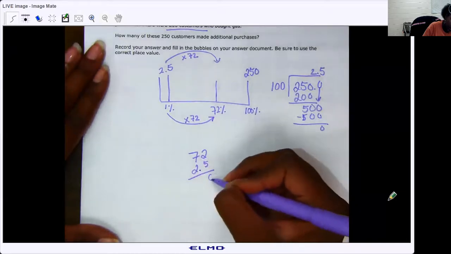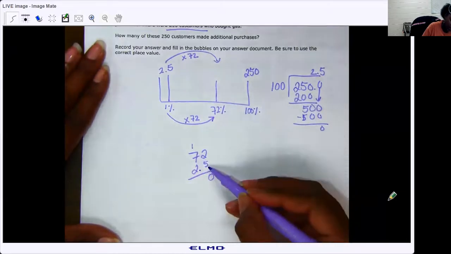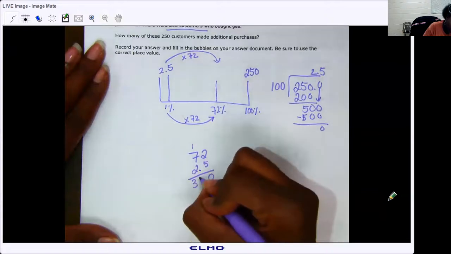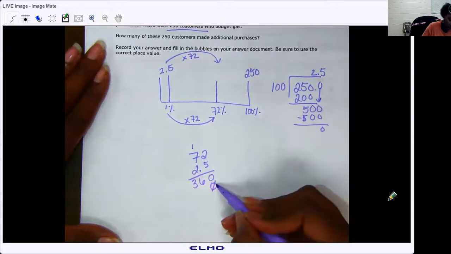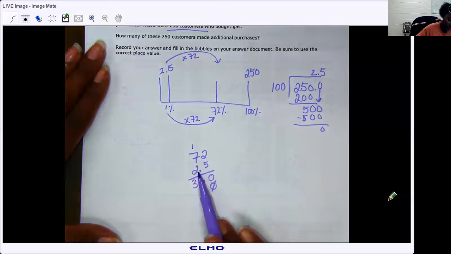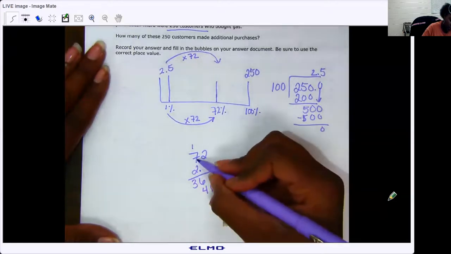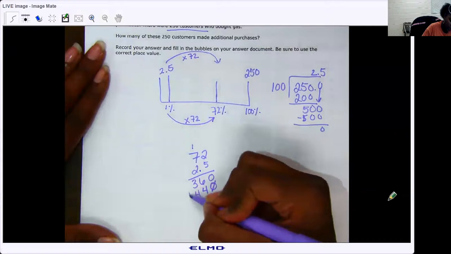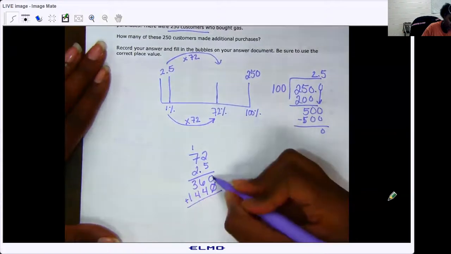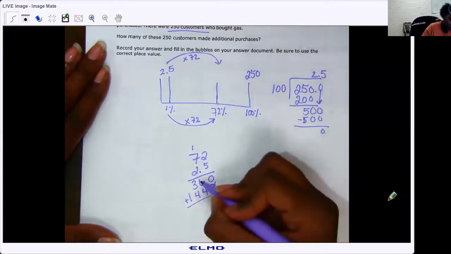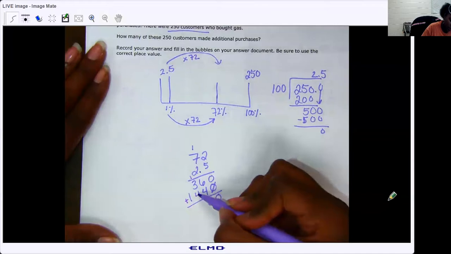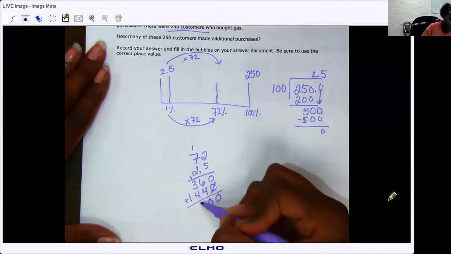5 times 2 is 10. 5 times 7 is 35 plus 1, 36. 0 placeholder because now we're starting in the next place value. 2 times 2 is 4. 2 times 7 is 14. We're going to add that up. 0 and 0 is 0. 6 and 4 is 10. 4, 5, 6, 7, 8.